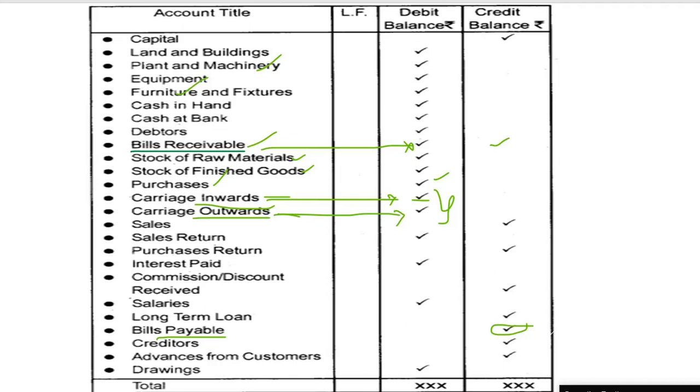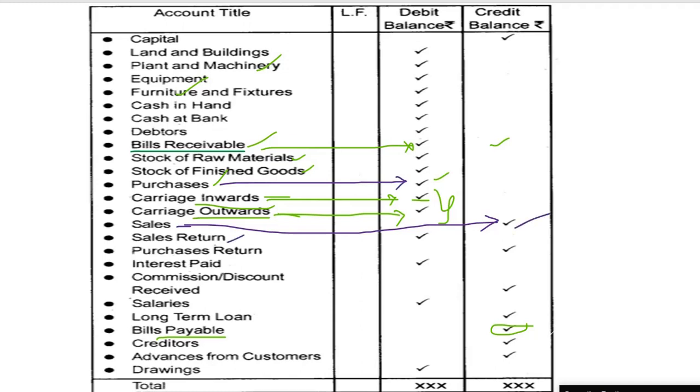So the next thing is sales. Sales means whatever others are buying from us. If anyone buys our goods, we call it sales. Those sales come under the credit balance, guys. So here purchases will always come under the debit balance and the sales will come under the credit balance.